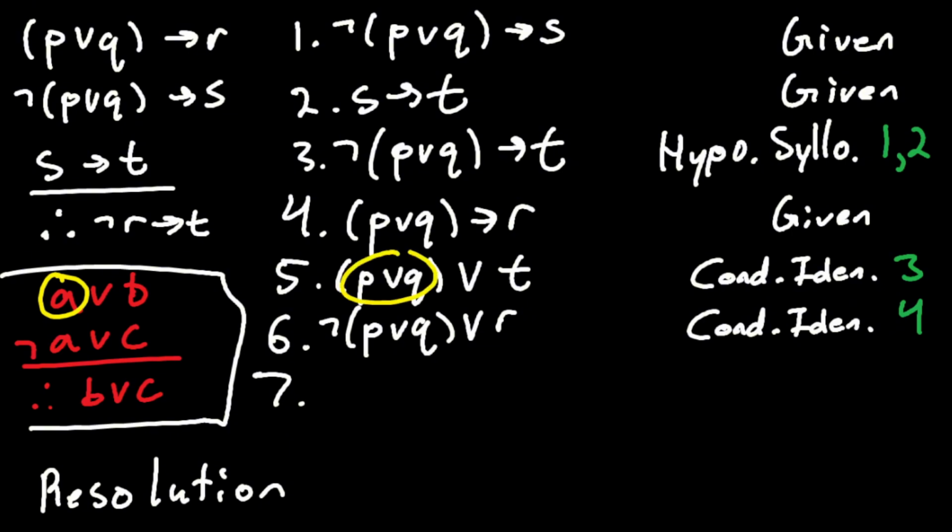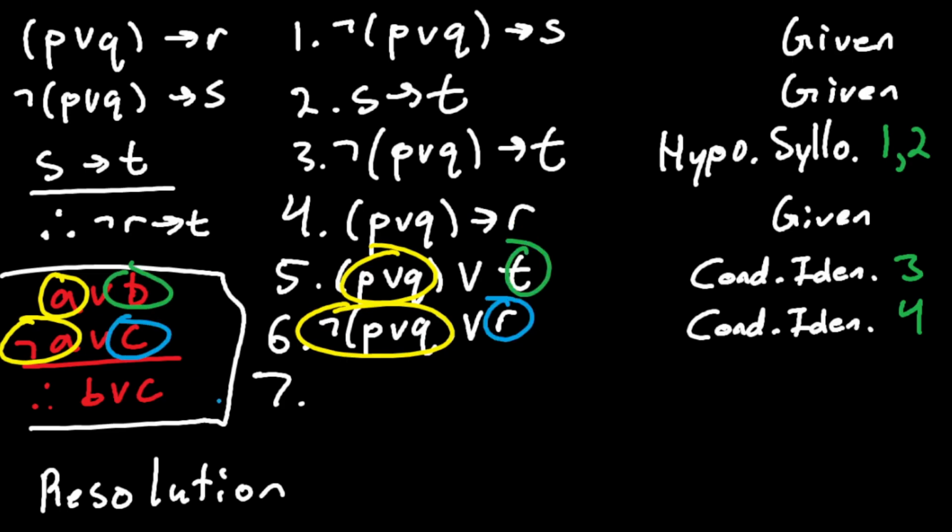So A right here is P or Q, and we have not A here, which is not P or Q. Isn't this the same structure as resolution? We have A and not A, and we have P or Q and not P or Q. This is the same exact structure. And we have a B and a C here. In this case, B will be treated as T in the resolution, and C will be treated as R in the resolution.